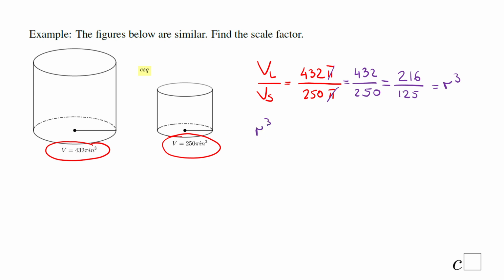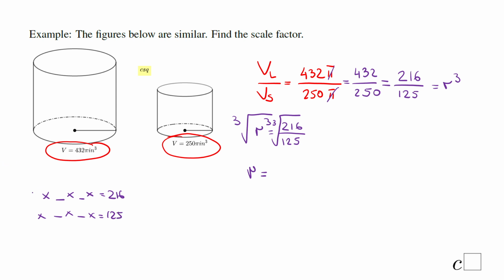So r cubed is 216 over 125. How do I find r? I'm going to take the cubic root, as it's called. If you have a calculator, that will be useful. If you do not have a calculator, or you cannot use a calculator, think about what number times itself 3 times is 216, or what number times itself 3 times is 125. It's not that complicated. These are 6 and 5.